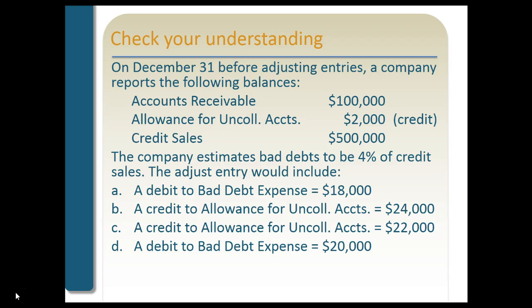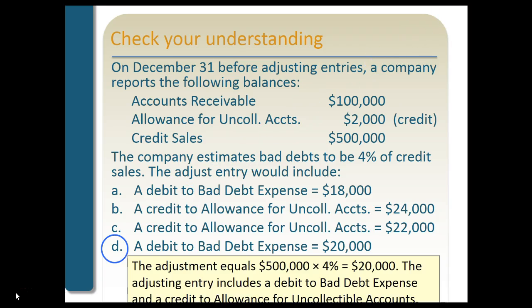So bad debts to be 4% of credit sales, a debit to bad debt expense of $20,000. The credit sales of $500,000 at 4% is the $20,000.